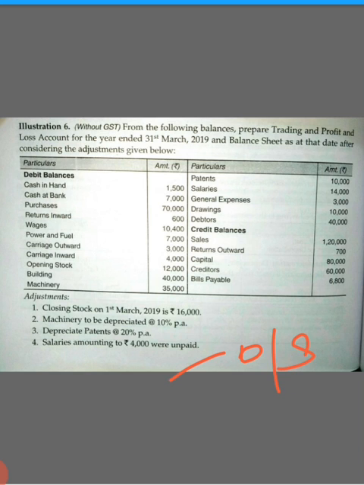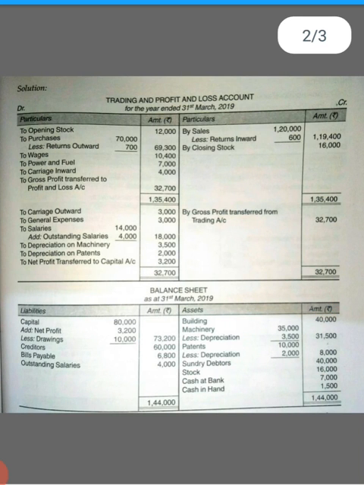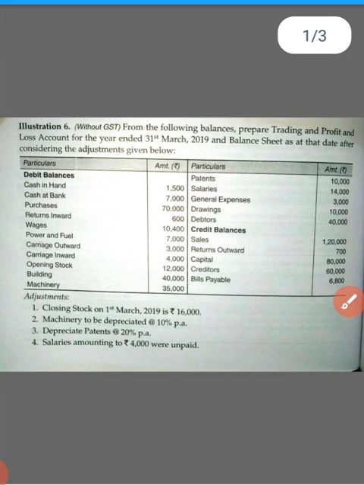Then the next adjustment is salary amounting to 4,000 was unpaid. Unpaid means outstanding salary. So where do we record salaries? See, this is salary 14,000. We will record salary in the profit and loss account with the name salary 14,000. Then we will add outstanding salary 4,000. Total is 18,000. Now the 4,000 outstanding will be recorded on the liability side. As this is our liability, we have to pay the outstanding salary 4,000. Clear?